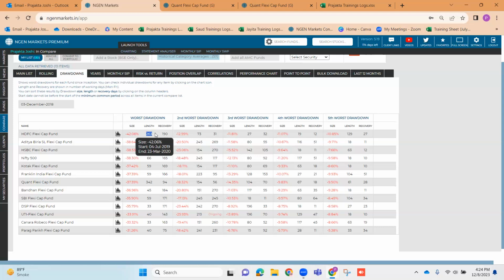After falling so much, after 23rd of March 2020, the fund recovered its entire loss of 42% in the next 190 days. And that is why we've termed this as the recovery number of days, right?